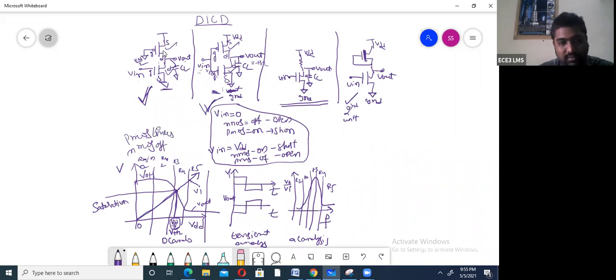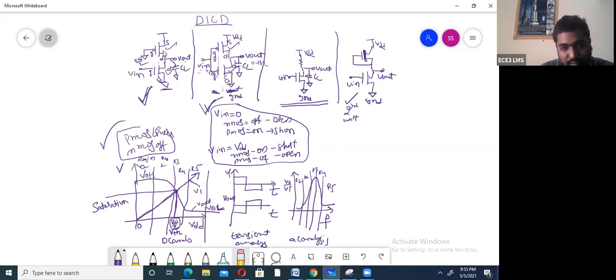NMOS is off, PMOS is linear. So here also the same, NMOS is off, PMOS is linear. So for finding VOH, for both the CMOS inverter design and the NMOS inverter design, this is the condition. If you check the conditions, you will get this only, because 0 means NMOS off. Then PMOS here is linear. And here you have to find VOH, VOL.